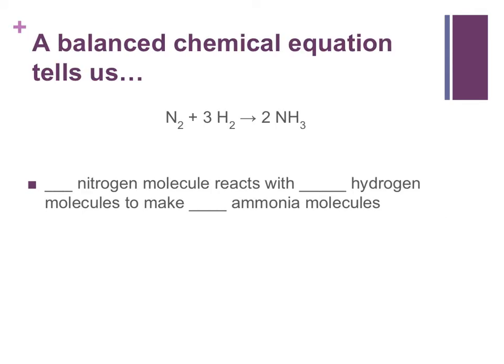A balanced chemical equation tells us a lot of information about what is happening in that reaction. So if we take the example of nitrogen reacting with hydrogen to produce ammonia, when we have this equation balanced, it tells us that one nitrogen molecule will react with 3 hydrogen molecules to make 2 ammonia molecules.